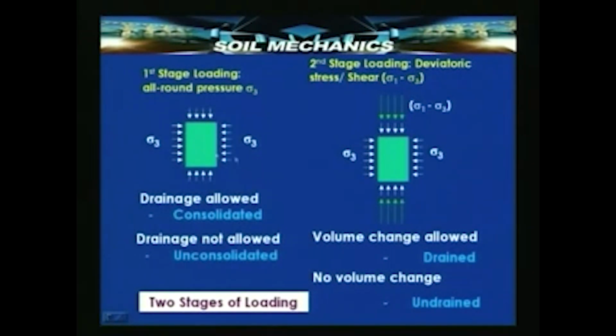And while applying these stresses, we can either allow drainage or prevent it. If drainage is allowed, there will be a volume change and consolidation will take place. That is, we are assuming that the soil is saturated. If on the other hand consolidation is not permitted, that is, drainage is not allowed, then the soil remains unconsolidated in the first stage of loading, and then when we go on to the second stage, if we allow volume change through drainage, then that is known as drained test, whereas if you do not allow any volume change, if you prevent the drainage, then it is called the undrained test.